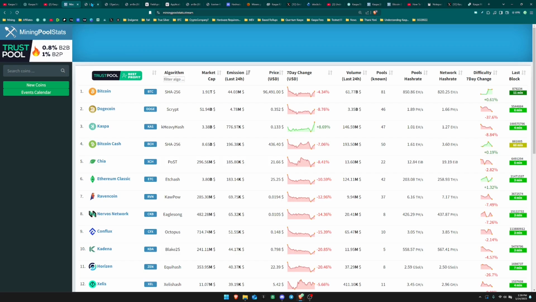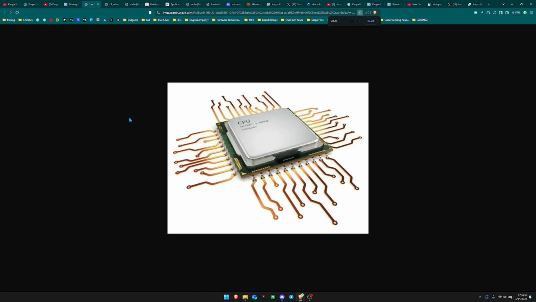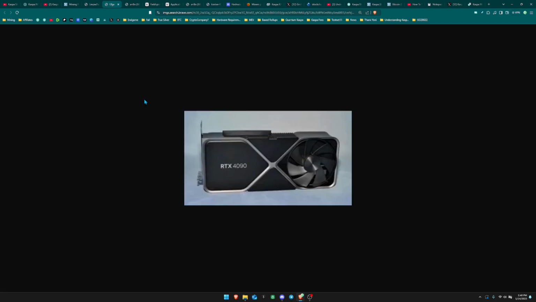So when Kaspa was created, the K-heavy hash algorithm was born, and it originally allowed CPUs to start mining Kaspa. This is found in pretty much your everyday computers and laptops. So it is very easy for anyone to run up a node and start mining Kaspa and start receiving coins for their work.